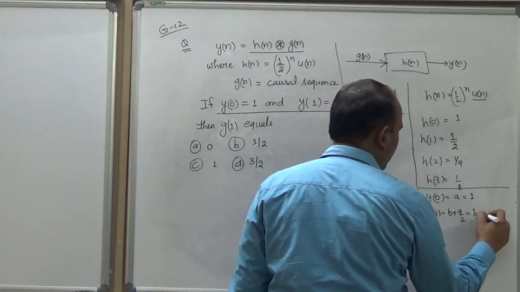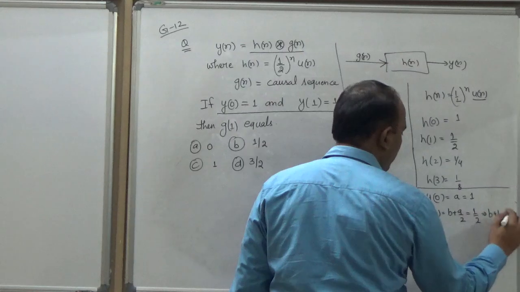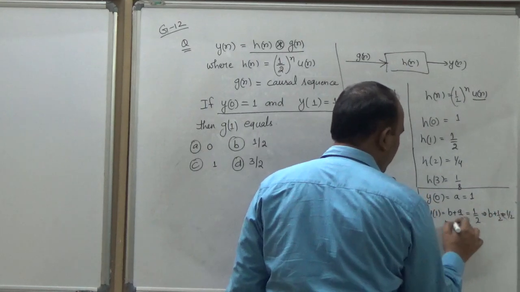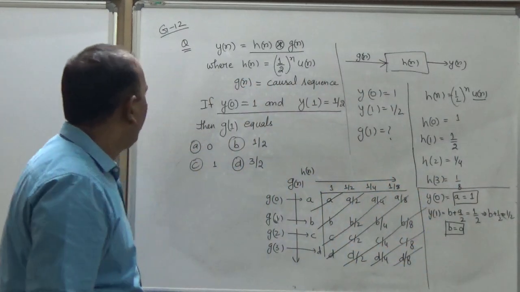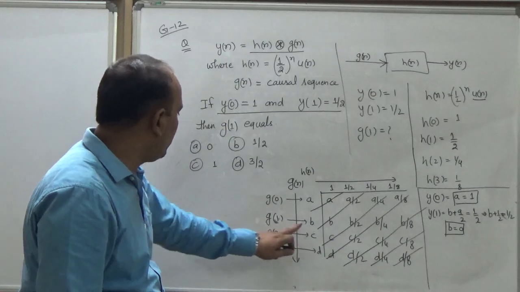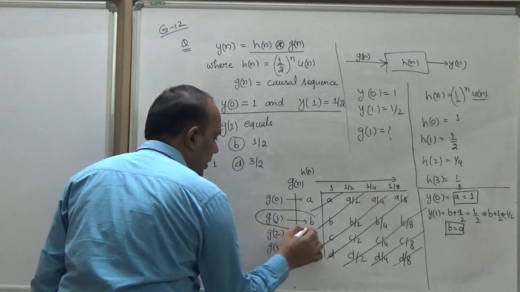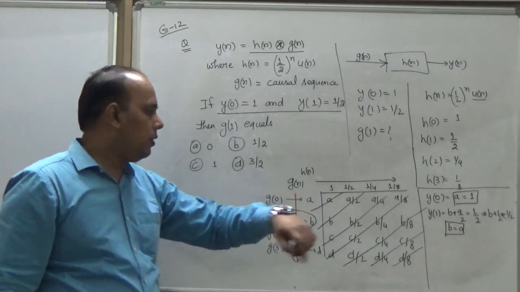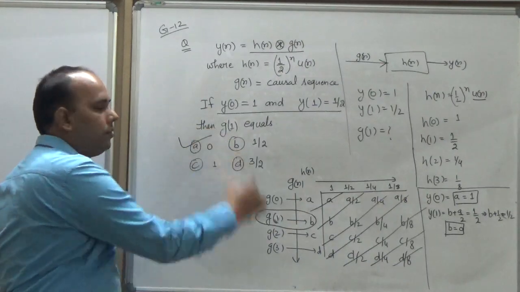So B plus 1/2 is equal to 1/2. The conclusion is that B is equal to 0. So we got the value of A and B, and we have to find the value of g[n]. In this question g[1] is equal to B, so we assumed that our g[1] is B. We got the value of B as 0, so our answer is 0.